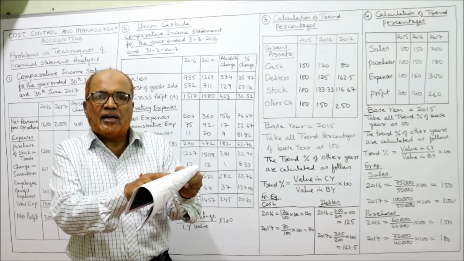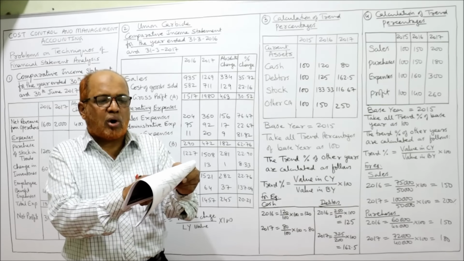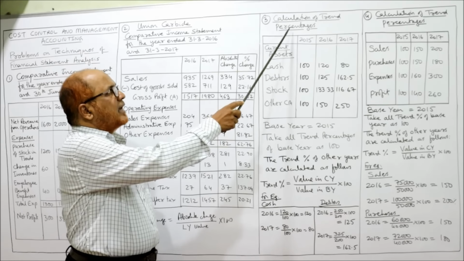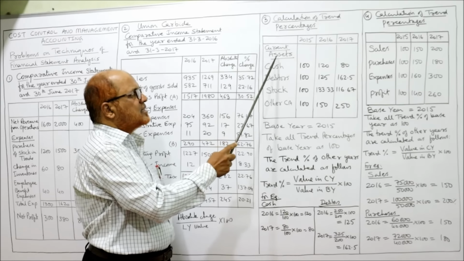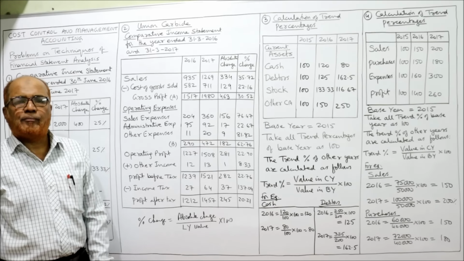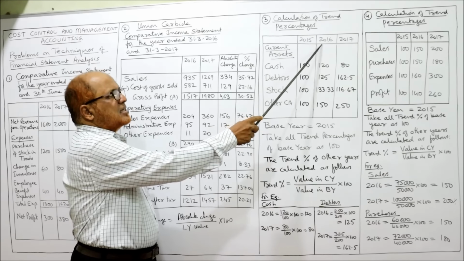Right? So current assets are given: cash, debtors, stock, other current assets. 4 current assets are given. See here, calculation of trend percentages. Current assets: cash, debtors, stock, other current assets. Whatever is given in the problem. Now here 2015, 16, 17.